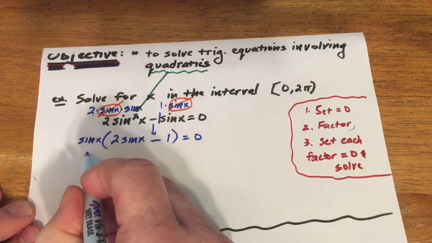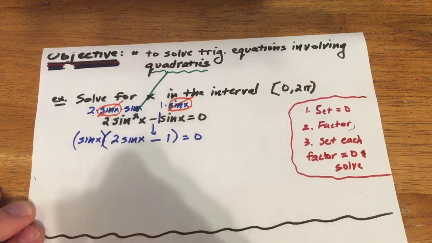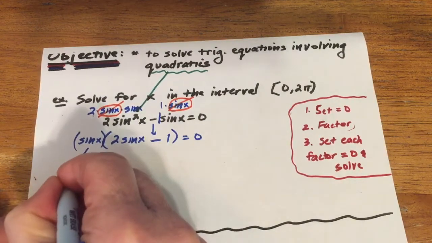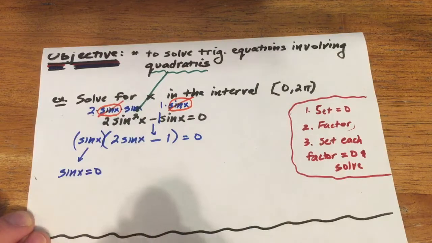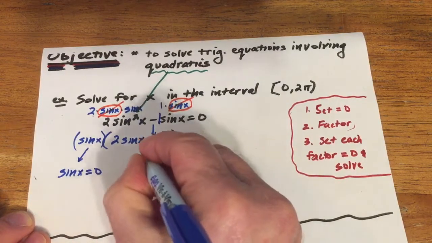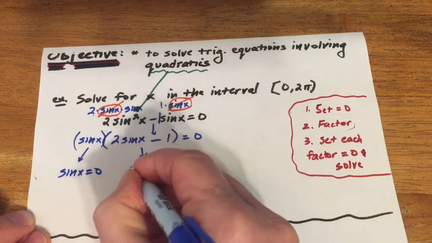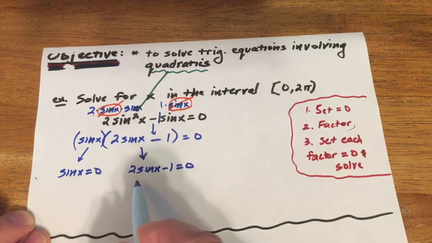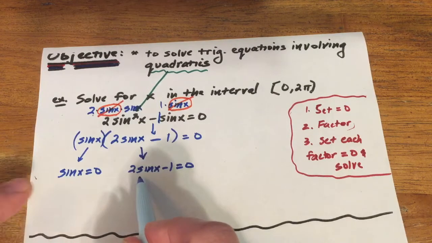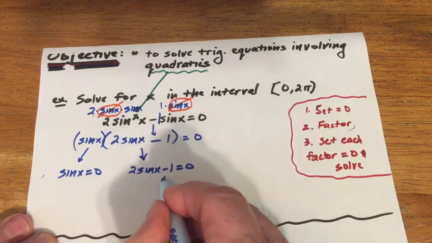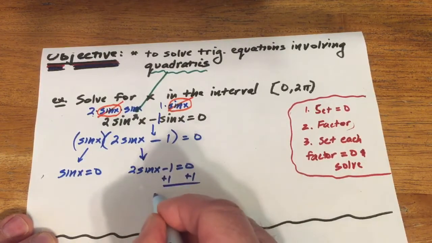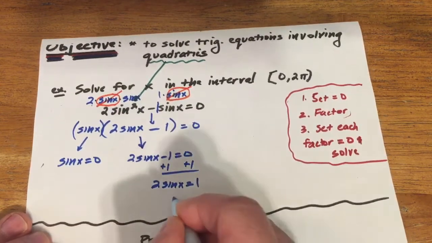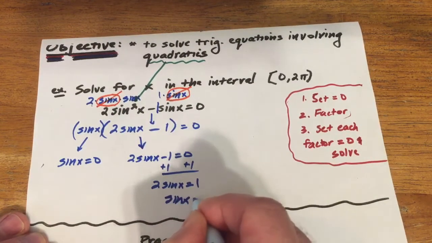This very first factor right here, if we want to, we could put parentheses around it. It still means multiply. We don't need to do that. Let's go ahead and set this equal to 0. Sine x equals 0. Let's take the entire second factor, set that equal to 0. That gives us 2 sine x minus 1 equals 0. And let's go ahead and isolate the sine here. So it looks like this. To get this sine alone, we'll add 1. And we'll divide by 2, and that's going to give us sine x equals 1/2.